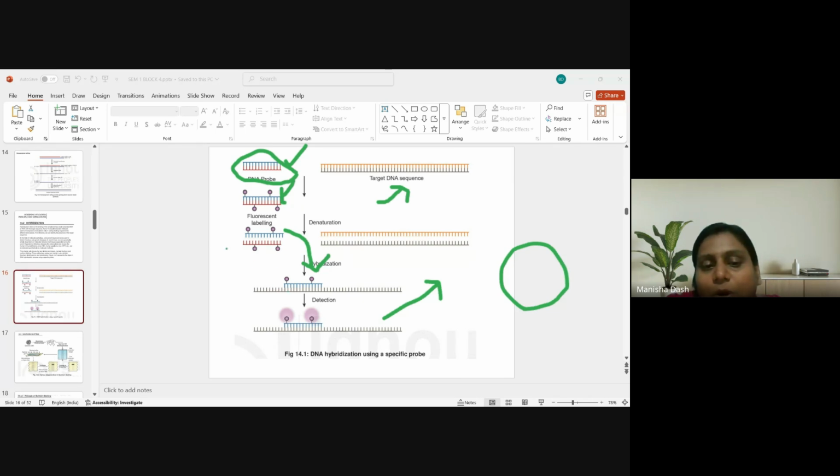The rest of the colonies that do not have the target DNA sequence complementary to your probe will not have this kind of fluorescence emission. Only the colonies that have the gene of your interest, where the complementary binding happens, will give you the fluorescence emission. From there, it will be easy for you to screen the gene of your interest.